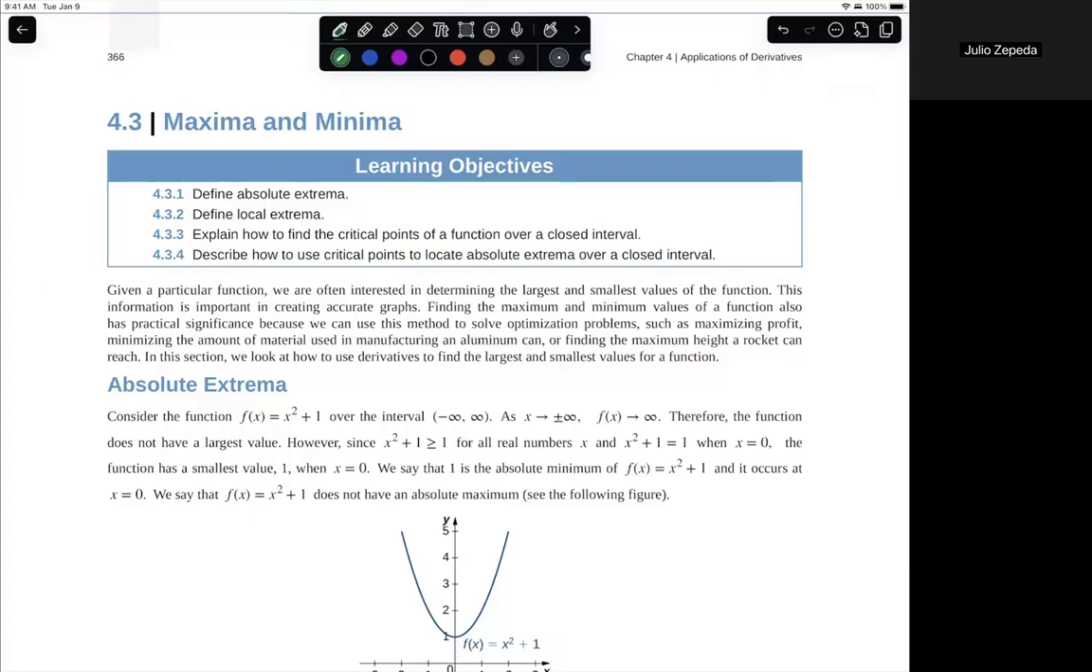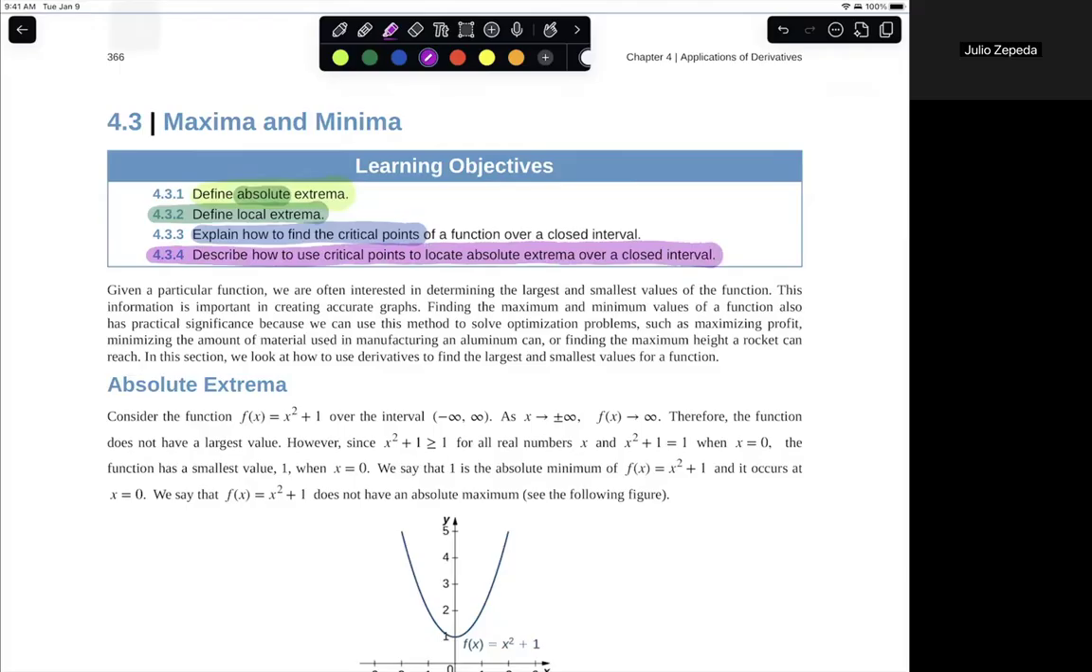All right, in this video, we are going over section 4.3, which is on maxima and minima. We are going to try to complete these learning objectives. We will define what absolute extreme values, absolute extrema, are. We will define local extrema. Local and absolute are a little bit different. Then we'll explain how to find critical points of a function over a closed interval. And finally, we will describe how to use those critical points to find absolute extrema over a closed and bounded interval.